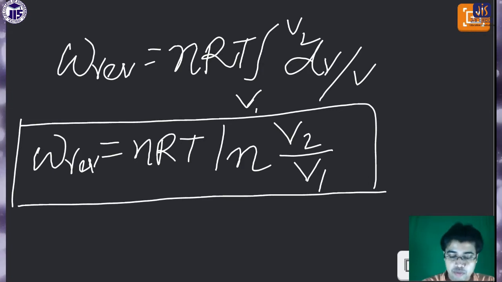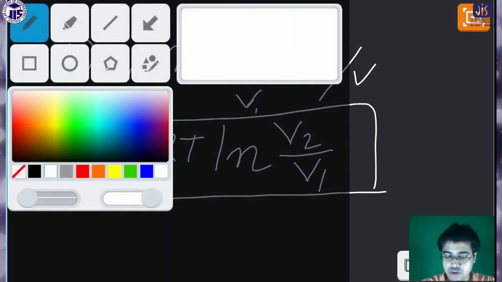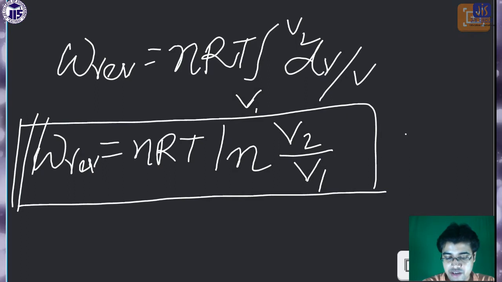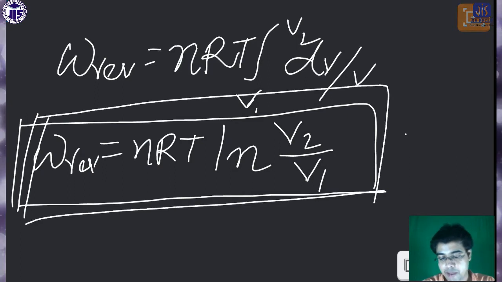This is the common expression which you have to keep in mind. This is very important. You have to keep in mind the expression for work done in the isothermal reversible process: W reversible equals nRT ln V2 by V1.